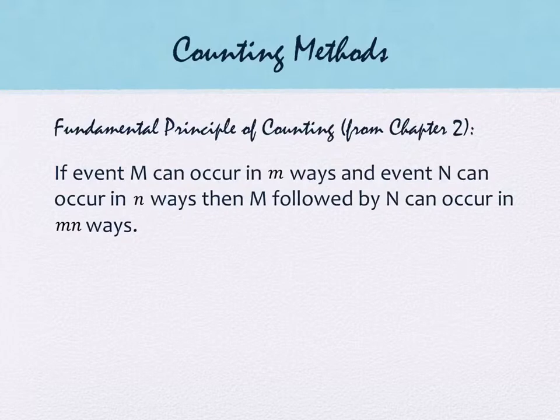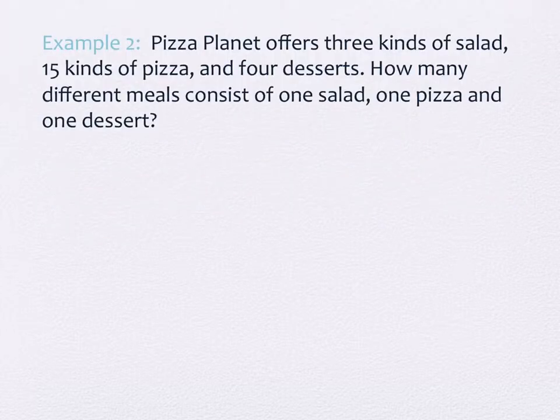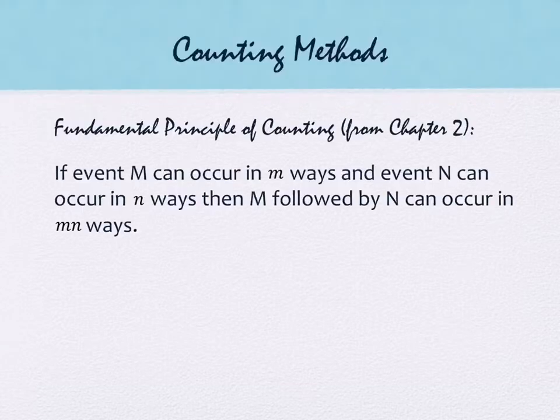Okay, and we're going to do an example in the next one that's about Pizza Planet. What's Pizza Planet from? Toy Story, that's right. So this is an example of the fundamental principle of counting sort of in big form. Pizza Planet offers 3 kinds of salad, 15 kinds of pizza, and 4 desserts. How many different meals would consist of 1 salad, 1 pizza, and 1 dessert? So what this is saying is that the number of ways each individual thing can happen can be multiplied together to find the total number of ways that the entire scenario can happen.